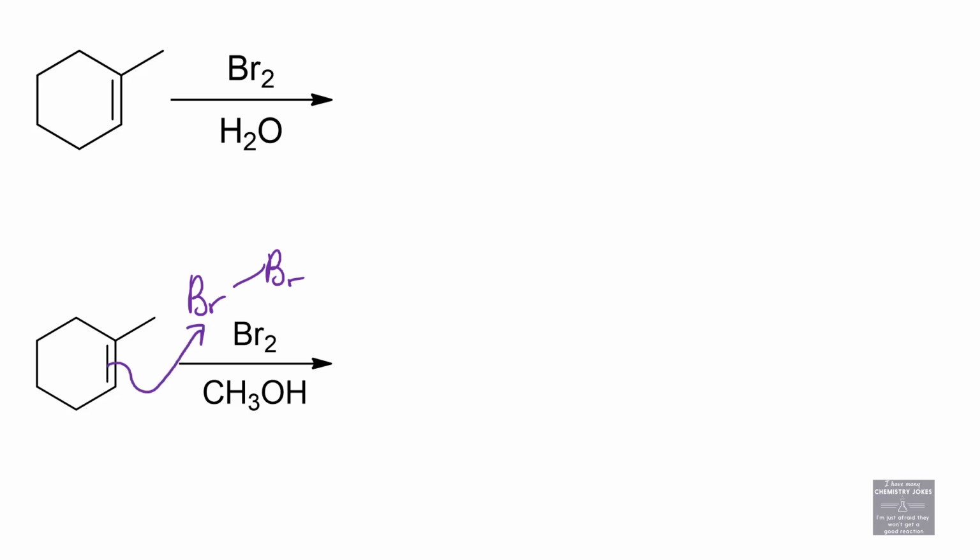Alkene attacks the bromine, and the bromine attacks back. But the bromine should always attack the more substituted carbon, because that carbon has better carbocation character. What? Better carbocation character. What is that?